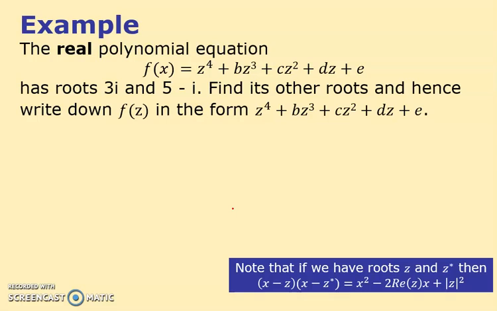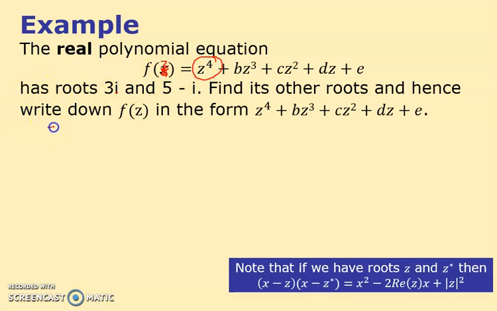We've got a real polynomial equation again. Notice this one, it's badly done. It should have said f of z. But it's written in z, and that tells me I've got some complex numbers coming my way. And in fact, it's got two. It's got 3i and 5 minus i. Notice this is a real polynomial equation, but it is a quartic. We've not seen a quartic example before.